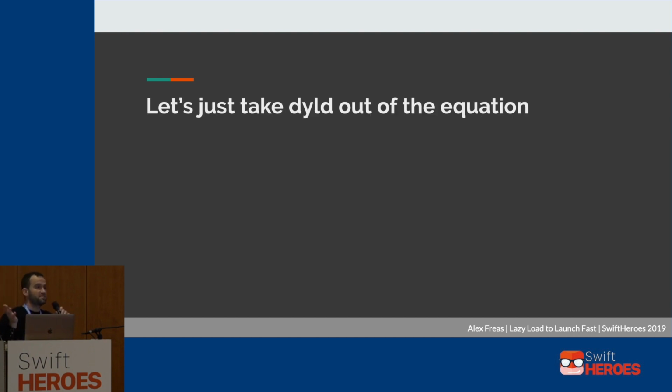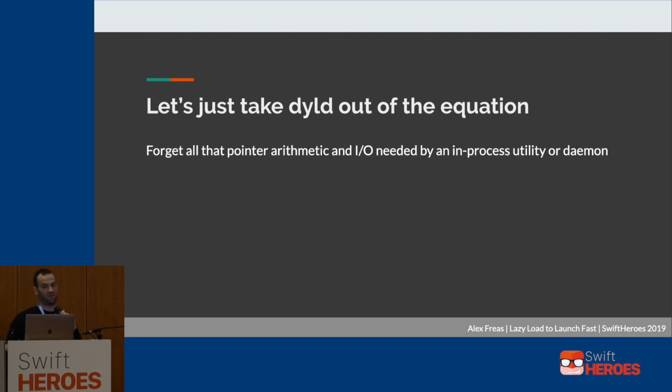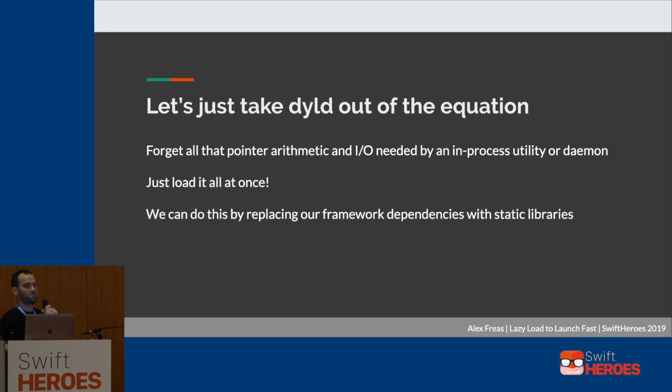But let's just make this easy and take dyld out of the equation. Let's just remove that entirely. So how can we do that? We can forget about all the pointer arithmetic and I/O needed by an in-process utility or daemon, and we can just load it all at once. And what we can do is replace our framework dependencies with static libraries.